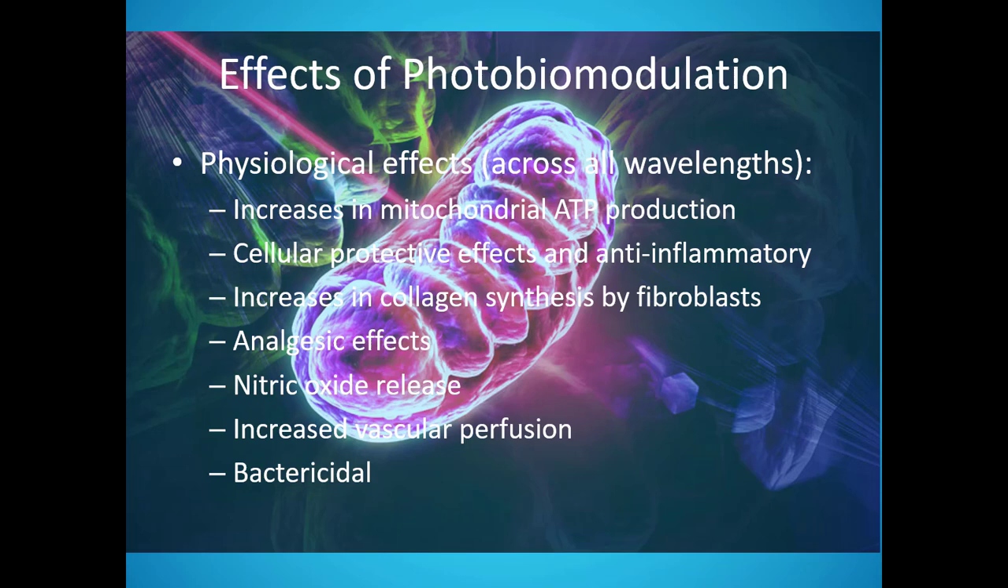The effects of photobiomodulation. When light is absorbed by tissues, it acts at the molecular level by one or a combination of the following mechanisms. It increases the mitochondrial ATP production. It produces cellular protective effects and anti-inflammatory effects. It increases collagen synthesis by fibroblasts. There are analgesic effects. Nitric oxide gets released. There's an increase in vascular perfusion, and light therapy is bactericidal, meaning it kills bacteria.